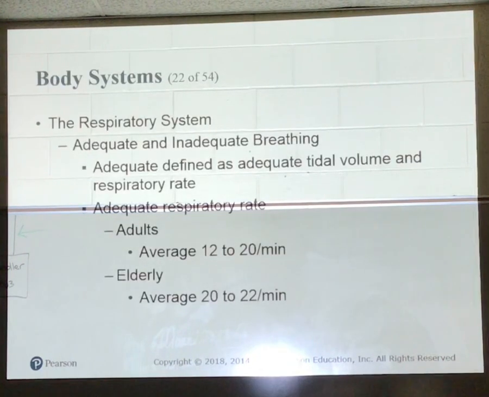Adequate breathing is characterized by an adequate respiratory rate and tidal volume. Respiratory rate is the number of breaths a patient takes in 1 minute. What is the normal respiratory rate for an adult? 12 to 20. Tidal volume is the amount of air a patient breathes in and out with one regular breath.